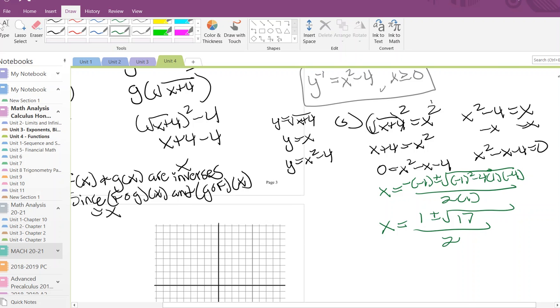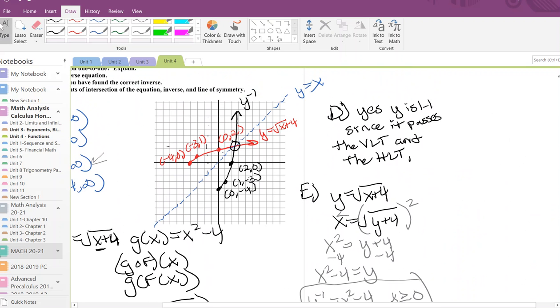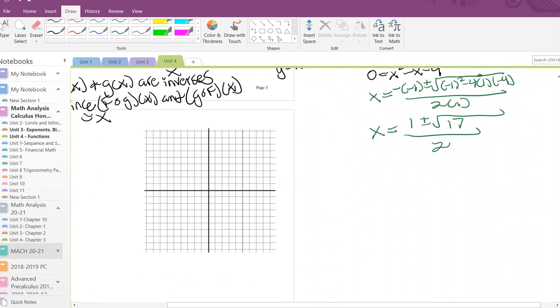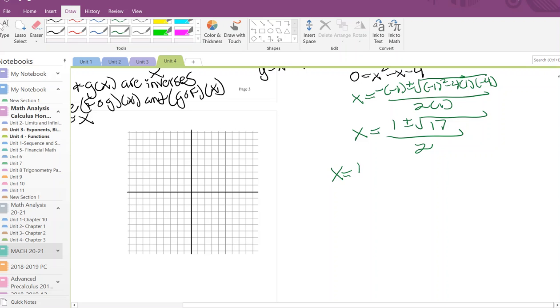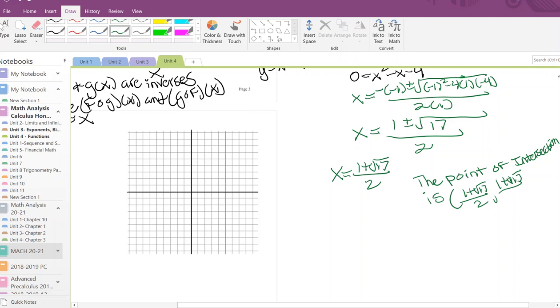And since when you look at the graph, it intersects on the positive side of the x-axis, it's actually only 1 plus rad 17 over 2. So the point of intersection is 1 plus rad 17 over 2, 1 plus rad 17 over 2. Because remember, it has to intersect the line y equals x, so that means the y and x coordinates are the same.